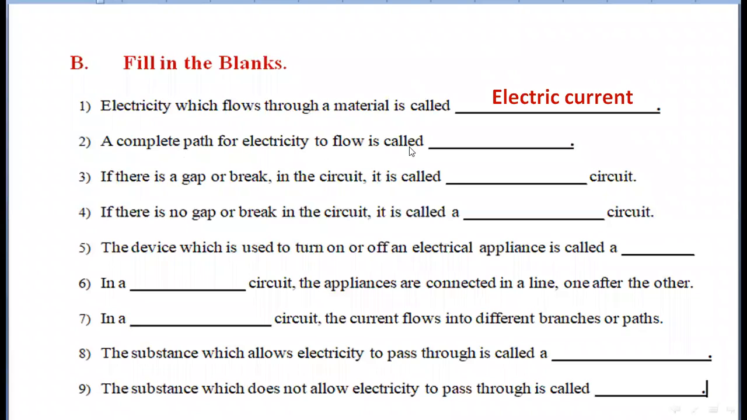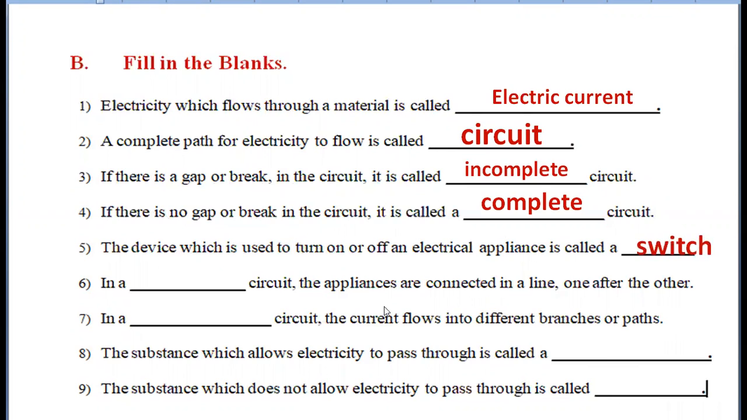A complete path for electricity to flow is called a circuit. If there is a gap or break in the circuit, it is called an incomplete circuit. And if there is no gap or break in the circuit, it is called a complete circuit. The device which is used to turn on and off electrical appliances is called a switch.